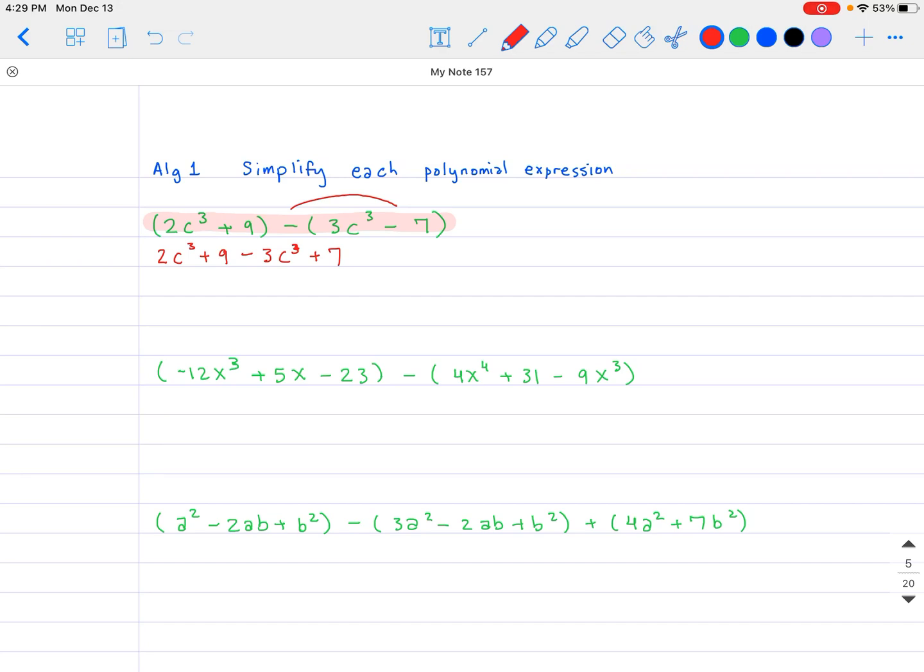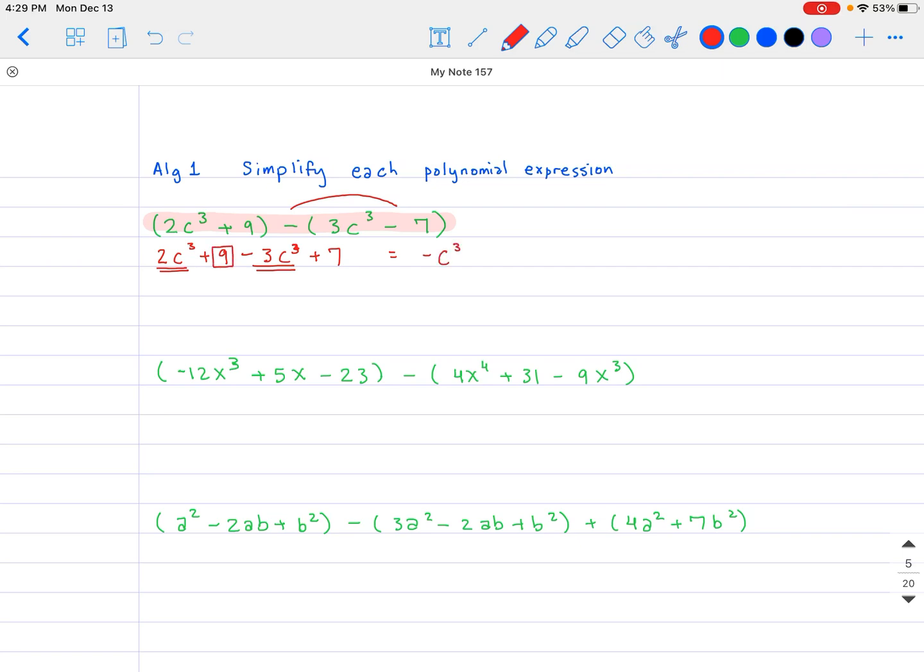Now that we have the parentheses gone, we can combine like terms just like we did in the previous section. I noticed that we have 2c cubed and then negative 3c cubed, so we combine those two together. Once again, it's like saying you have 2 boys minus 3 boys, so then you have negative 1 boy. That doesn't really make sense, but we'll work with that. So this is going to give us negative c cubed for the first part.